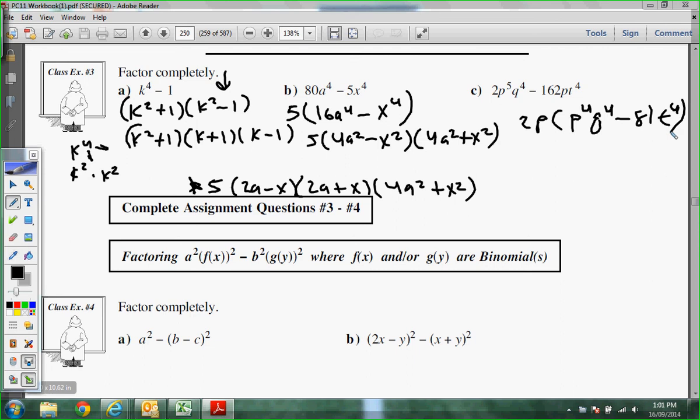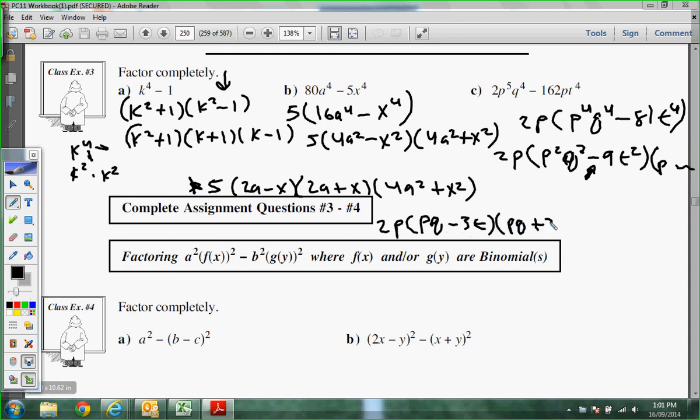Okay, so we do it again. 2p just hangs out. (p^2 q^2 minus 9t^2), and I have the other one here. It's going to be the plus. I'll write it in a second, because, again, all these are perfect squares. 9t^2 is a perfect square, so I can break this one down again. So here we go: 2p, (pq minus 3t), (pq plus 3t), and then the one I forgot, (p^2 q^2 plus 9t^2). That's your complete answer there.